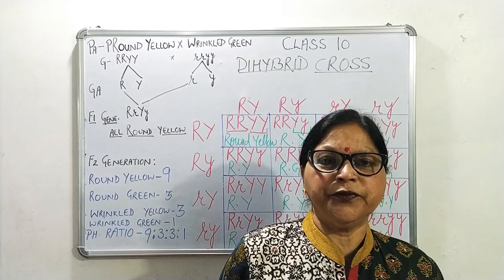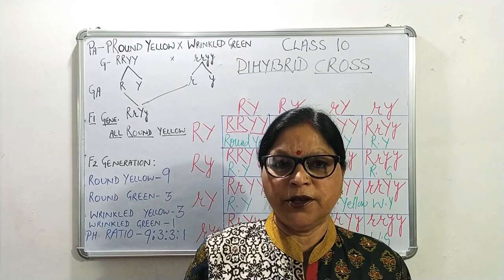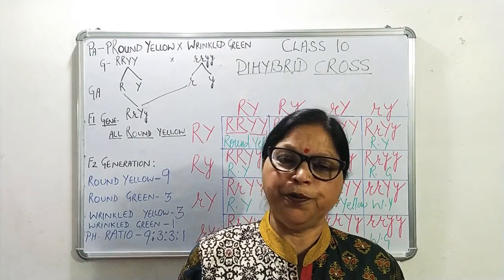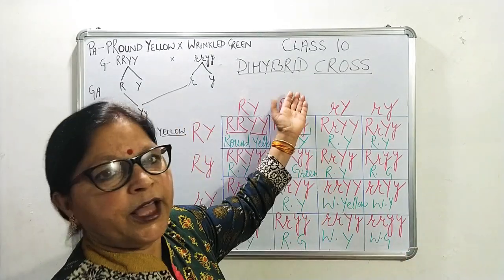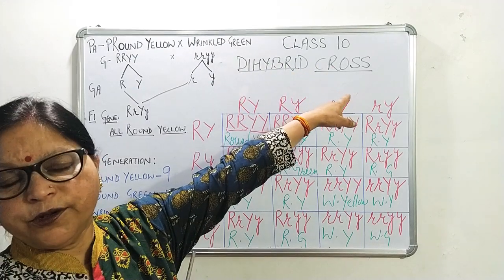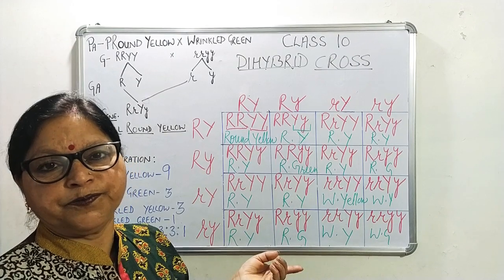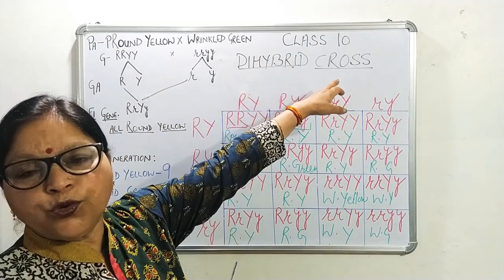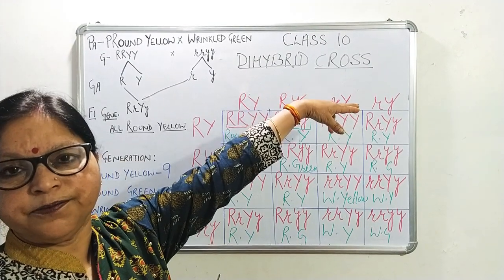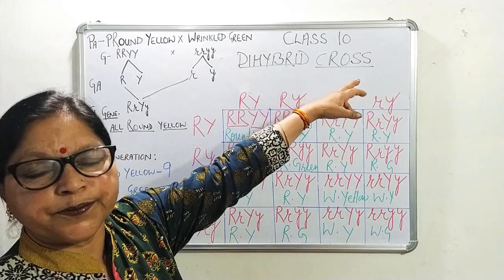This video is in continuation with my previous video where I had explained you about monohybrid cross from the chapter Genetics, Mendel's experiments on pea plant. Now today I am explaining you dihybrid cross. First of all, what is dihybrid cross? A cross between two individuals, they may be plants, with two characters with their contrasting traits is known as a dihybrid cross.